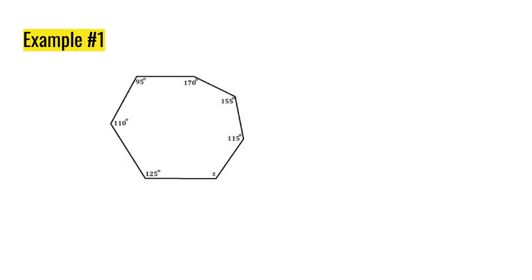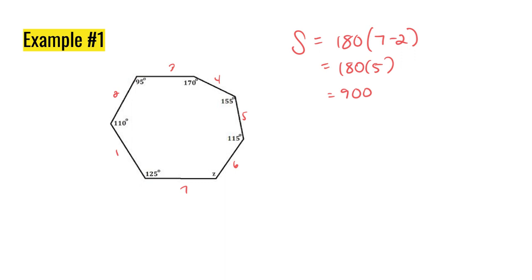So here I have this polygon with lots of different angles, and I know they're all going to add up to something. So let's first count how many sides we have. 1, 2, 3, 4, 5, 6, 7 sides. So I'm going to first calculate my sum, which is 180 times 7 minus 2. I get 180 times 5, which then equals 900 total degrees for this shape. I can now move on to all of the individual angles and start adding them up.